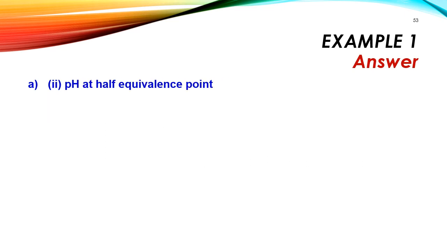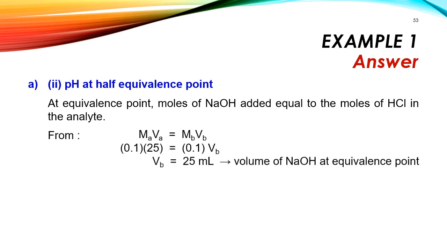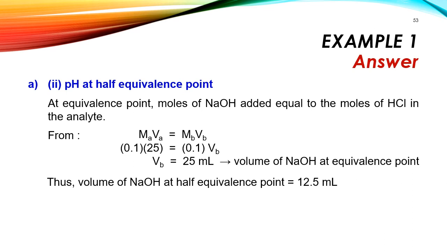Now, let's answer the second question. The question is, calculate the pH at half equivalence point. At equivalence point, the moles of sodium hydroxide added are equal to the moles of hydrochloric acid in the analyte. By using the formula MAVA equals MBVB, we can determine the volume of the sodium hydroxide used at equivalence point, which is equal to 25 ml. Therefore, the volume of sodium hydroxide at half equivalence point is 12.5 ml.